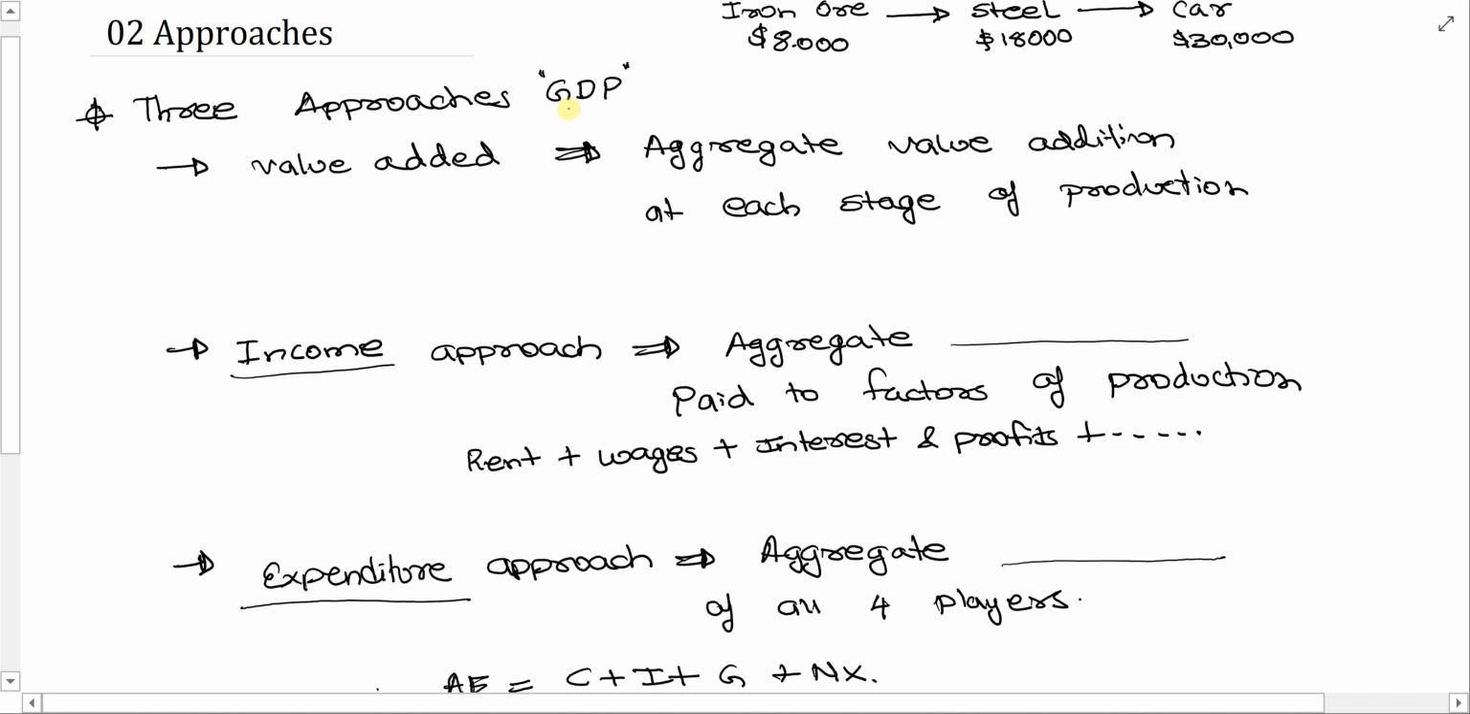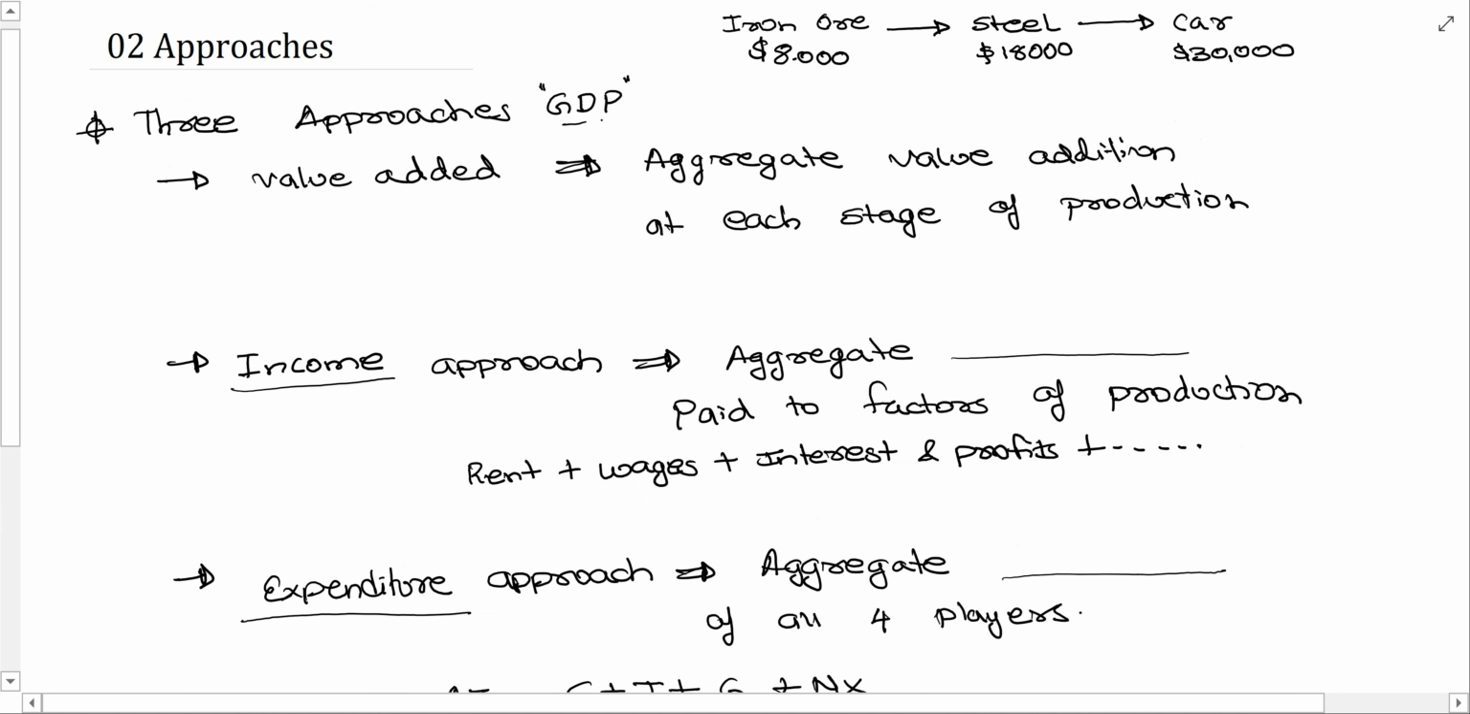One can look at GDP, and of course, all three approaches will end up getting to the same number because they are just different approaches to the same idea. So, in the value-added approach, you ask the question: how much is the value addition done at each stage of production, right?